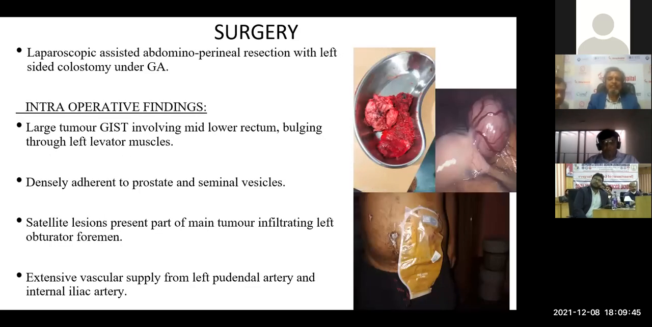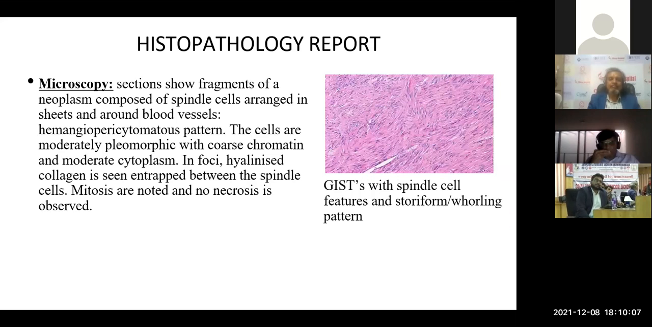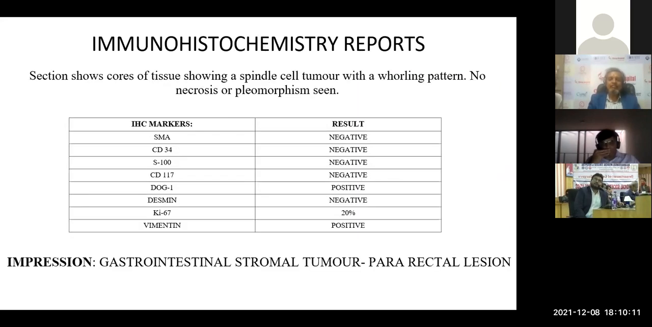The surgical procedure done was laparoscopic assisted APR with left-sided colostomy. The intraoperative findings were a large tumor cyst involving the mid-lower rectum, bulging to the left levator muscles. It was densely adherent to the prostate and seminal vesicles. The satellite lesions present were part of the main tumor infiltrating the left obturator foramen. There was an extensive vascular supply from the left pudendal artery and internal iliac artery. HPE was suggestive of a tumor with spindle cell features and a storiform or whirling pattern.